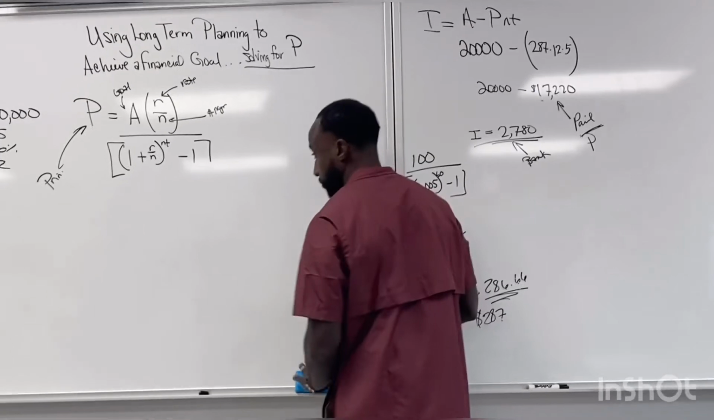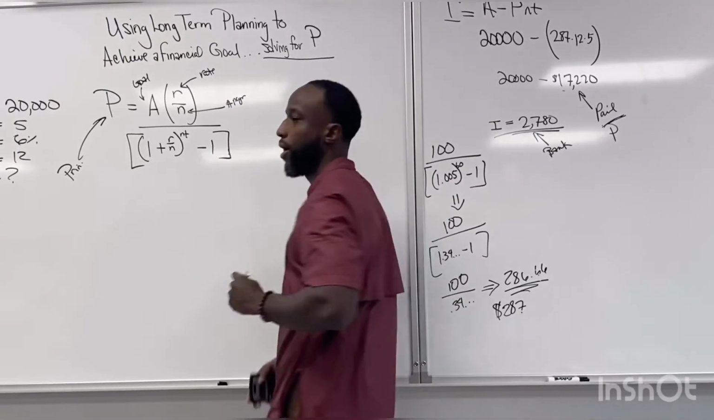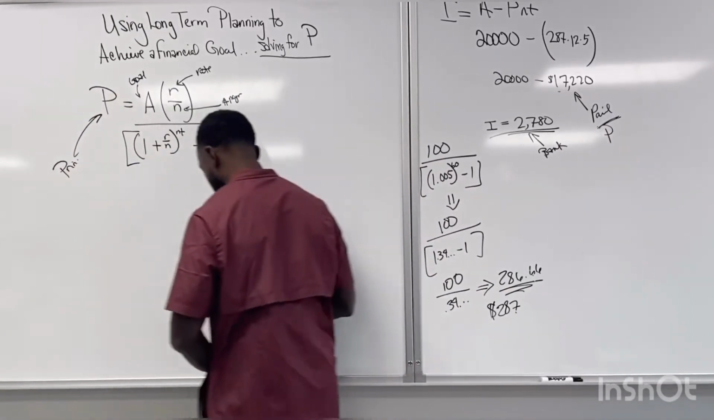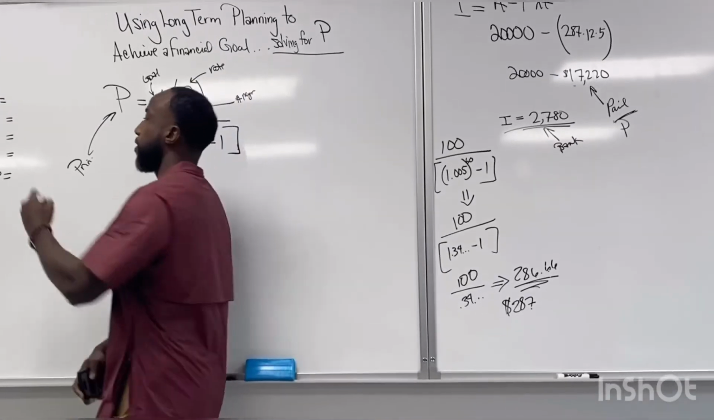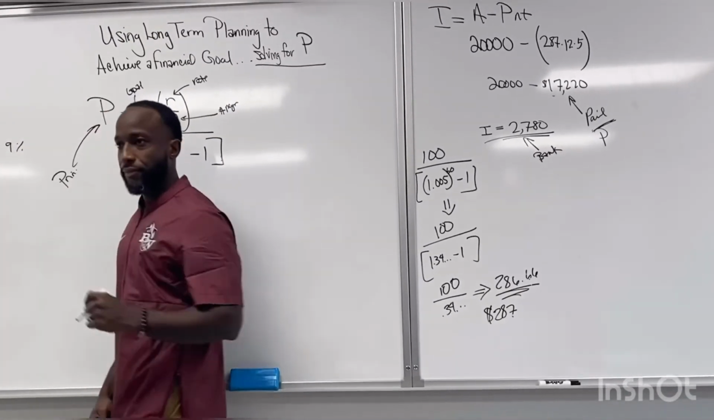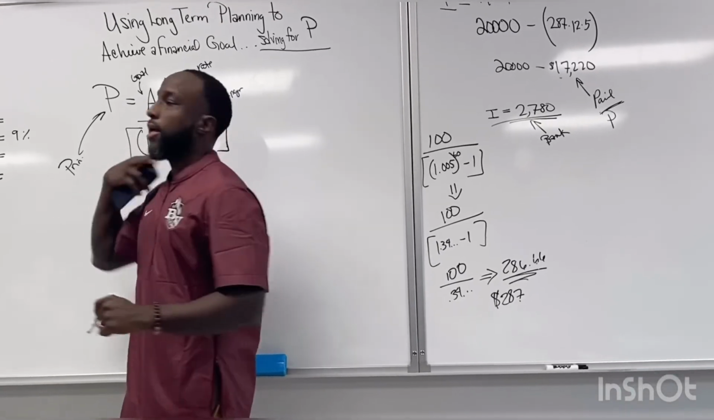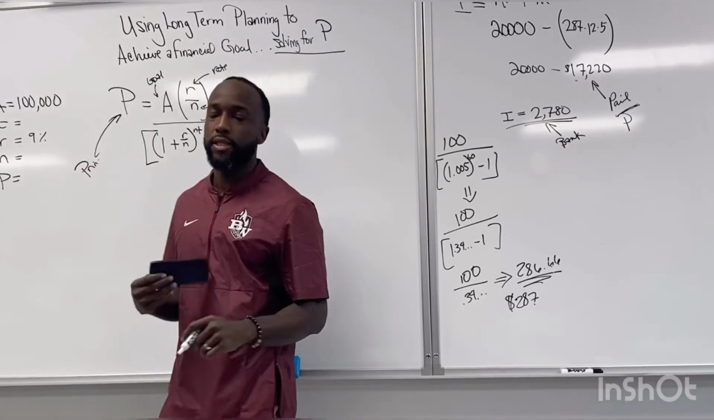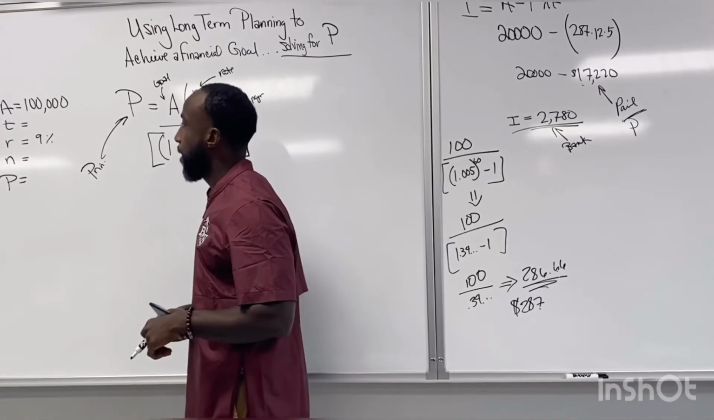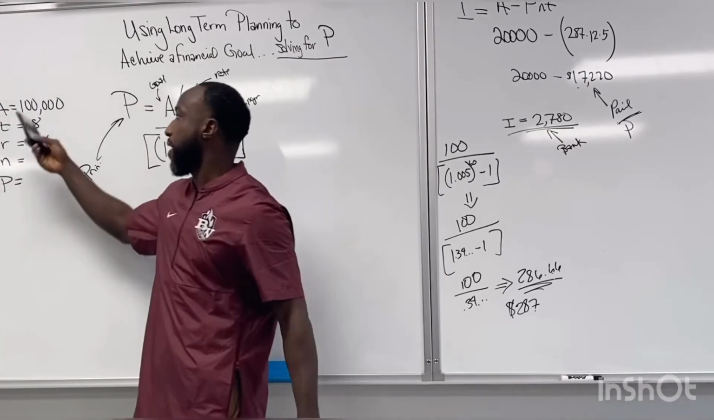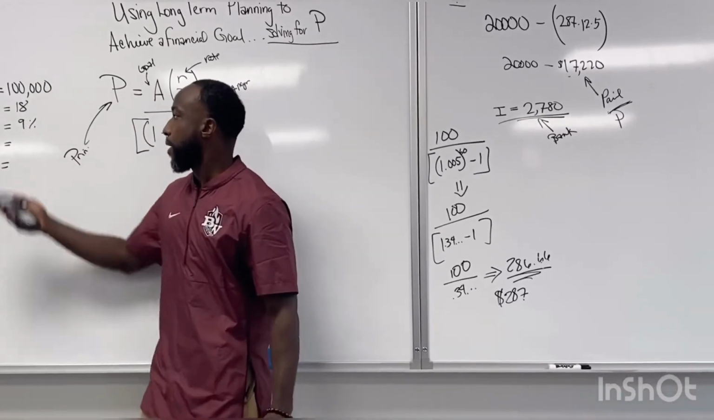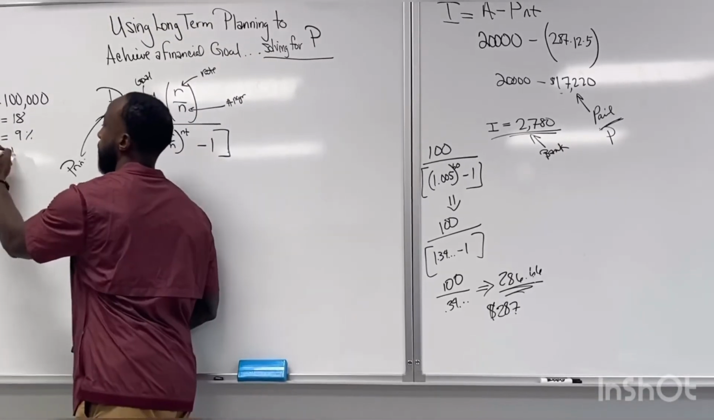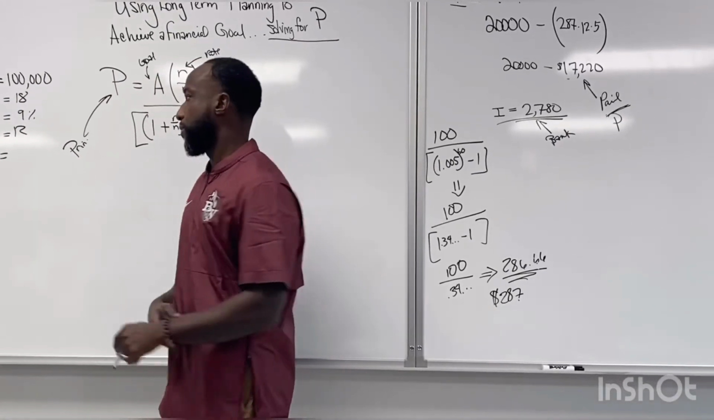Next situation. I just had a baby girl, Harper. I found a bank that's going to give me 9%. I'm trying to save $100,000 for her college plan, so by 18 she'll have $100,000 in the account. I found an institution that gives us this, and I have to figure out how much I need to pay monthly in order to reach this goal.